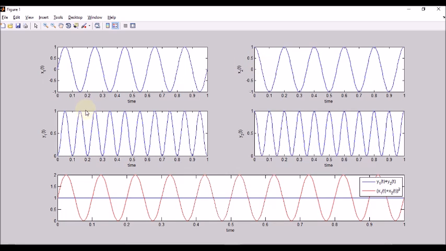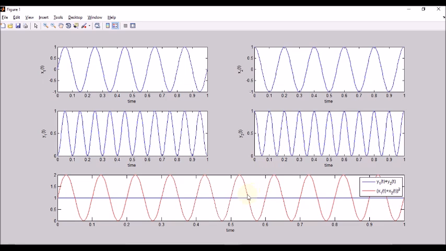Now the corresponding output of x1 is represented by y1, which is the square of the sine wave. If I square the sine wave, what I get is a waveform which takes only positive values in the interval 0 to 1, which is the interval of interest to us. Similarly, on squaring x2, I get the output y2, which is the square of the cosine waveform.